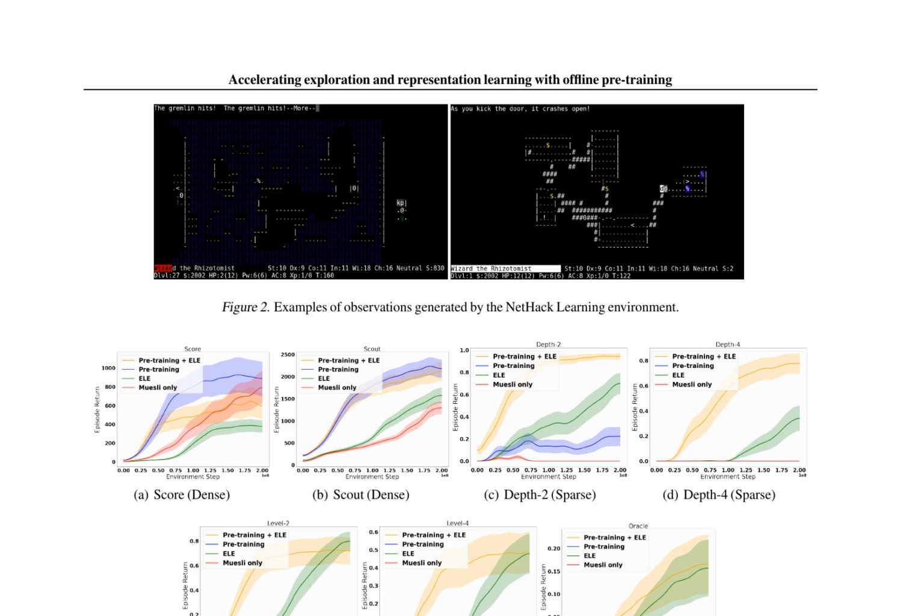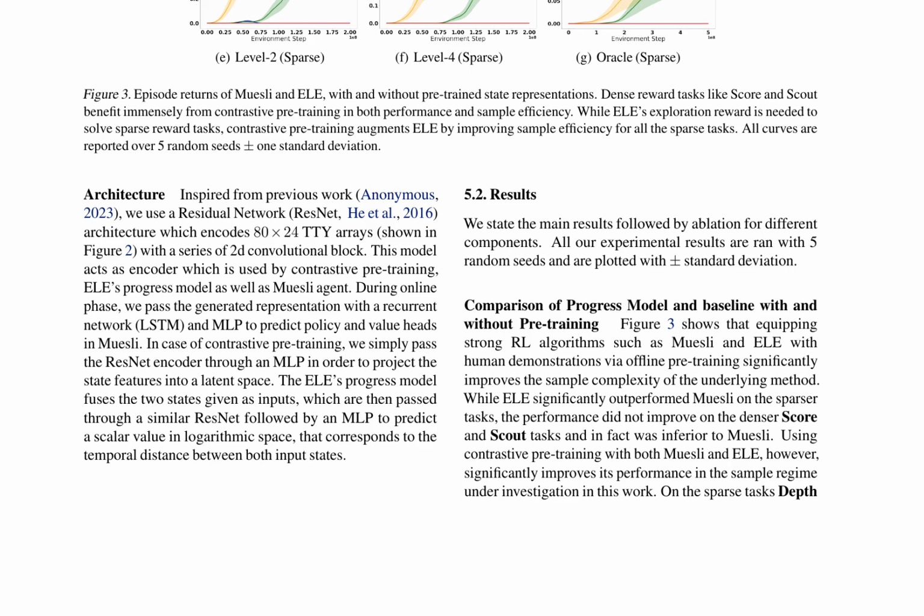The architecture employed consists of a residual network, ResNet, that encodes 80 by 24 TTY arrays into a series of 2D convolutional blocks. This ResNet encoder serves as the basis for contrastive pretraining, ELE's progress model, and the Muesli agent. During the online phase, the generated representation is passed through a recurrent network, LSTM, and a multi-layer perceptron, MLP, to predict policy and value heads in Muesli.